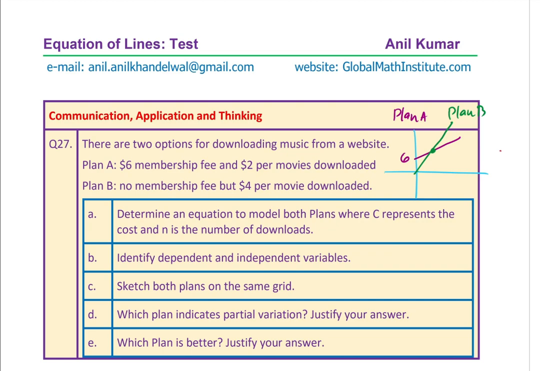So figure this out, okay? Write the equation, and the variable which goes on the x-axis is the independent variable, y is dependent. So in this case, as you have seen, cost C is the dependent variable and the independent is the number of downloads, which is n. So we have already given the variable names n and c. So you should write the equation in terms of n and c and then answer these questions. Clear?